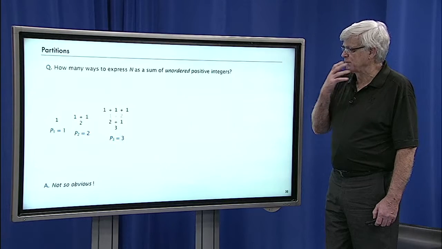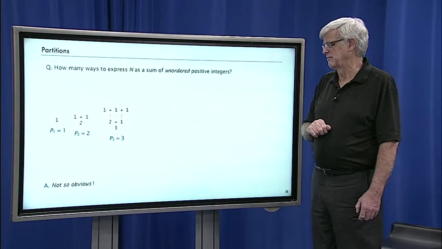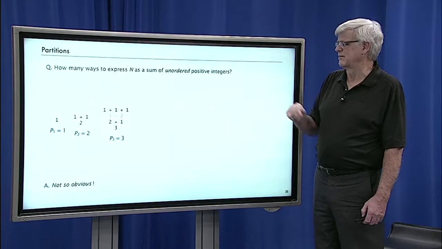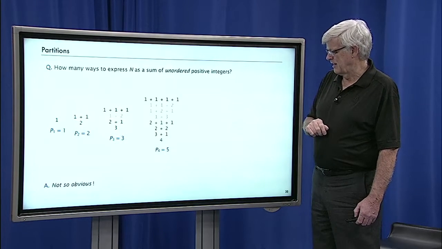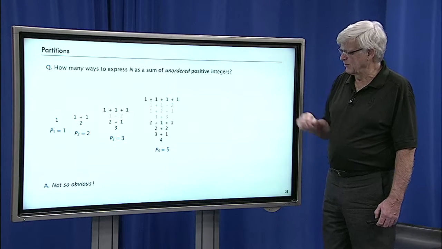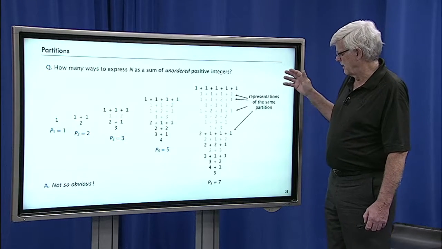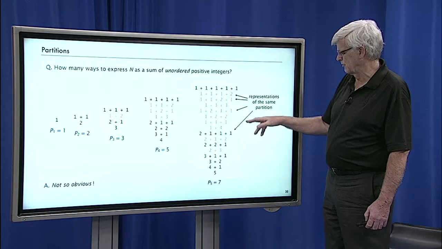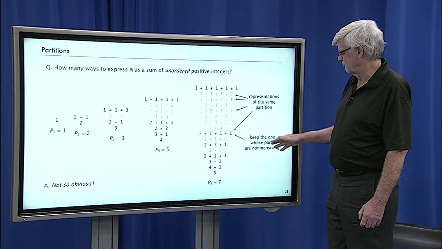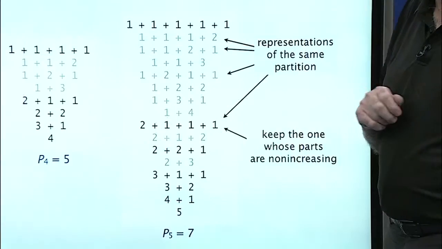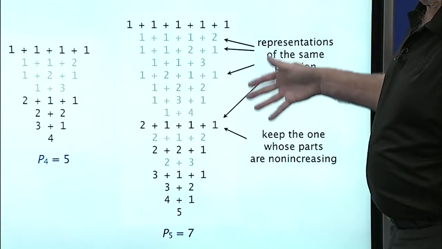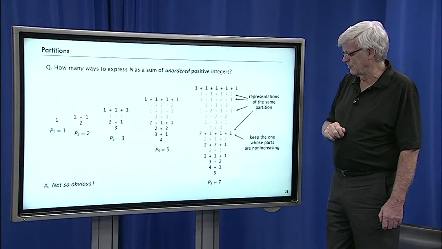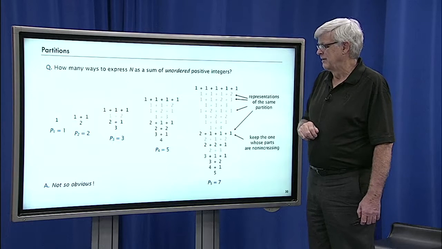Now what about partitions? What if we don't care about the order? Same way as we did for trees. So we'll take the one that goes in decreasing order. All of these, 1 plus 1 plus 1 plus 2, 1 plus 2 plus 1, and so forth, they all represent the same partition. We'll keep the one whose parts are not increasing. So anyway, just crossing out the ones that appear more than once, there's 7 partitions of 5 elements.